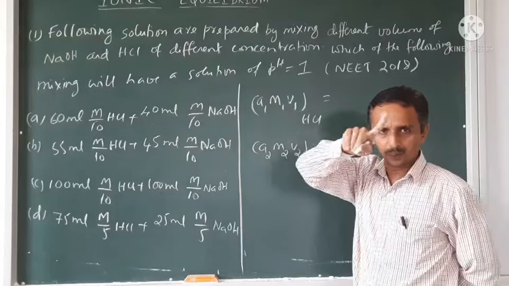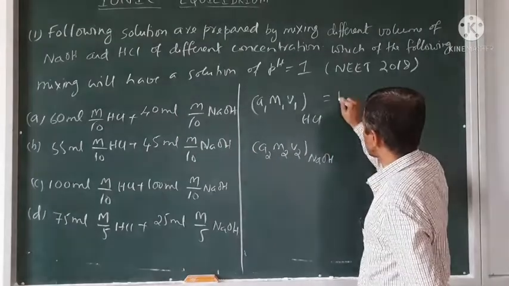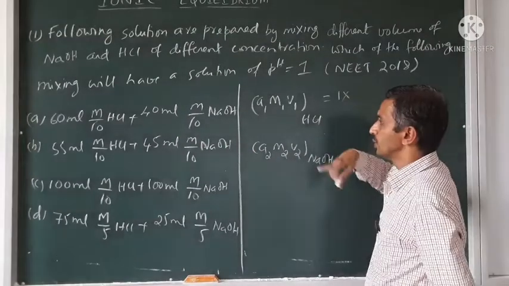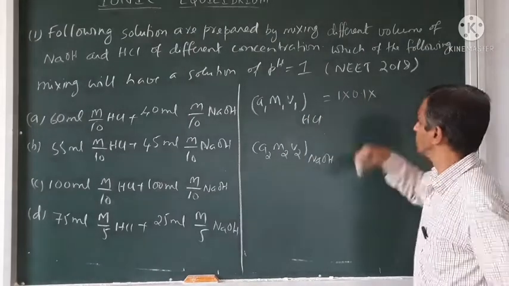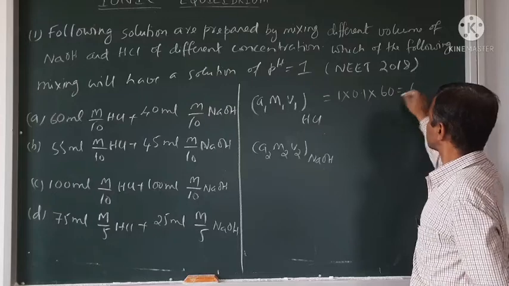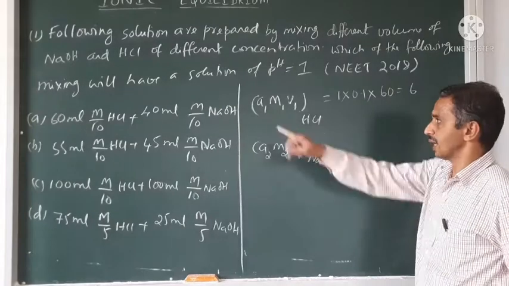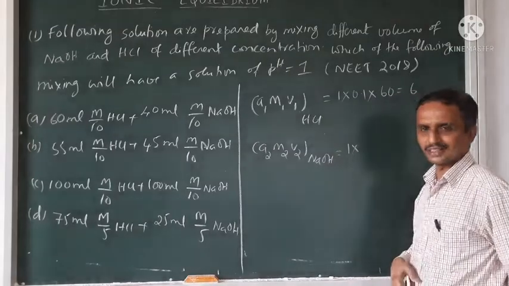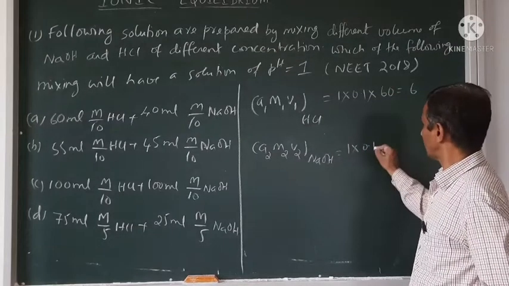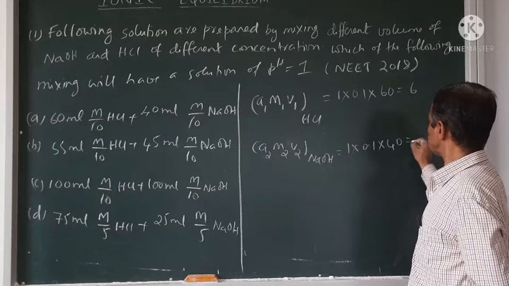HCl is a monobasic acid, so 1 is the A1 value, M is 0.1 and the volume is 60 ml, which gives 6. And 40 ml of this sodium hydroxide, again a monoacidic base, 1 into 0.1 into 40, which is 4.